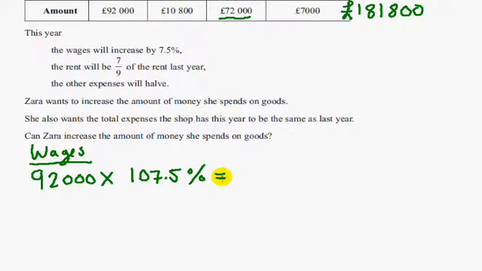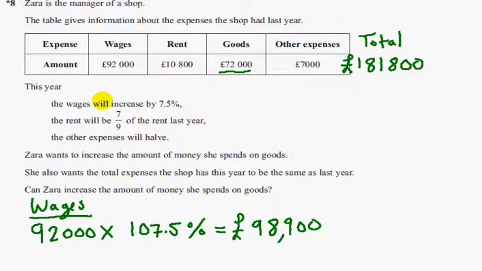So 92,000 increasing by 7.5% is 98,900 pounds. So this is the new price of the wages. Now it also says that the rent will be 7/9 of the rent last year, so this will now decrease by 2/9, or we can find 7/9 of 10,800.